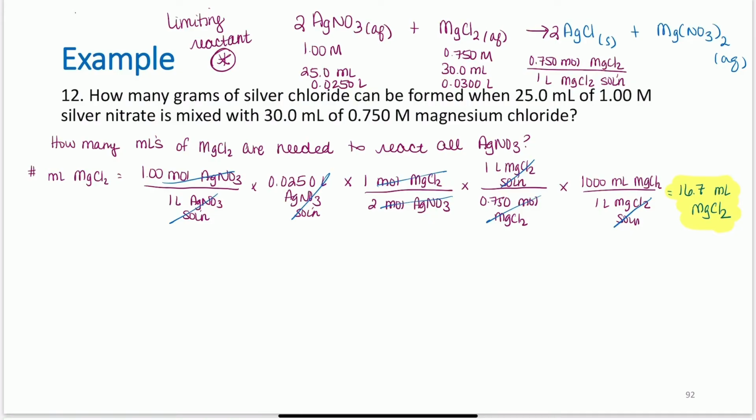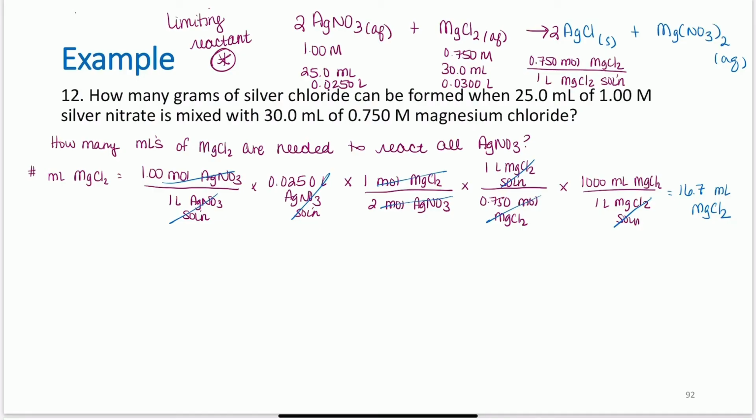What it means is it would take 16.7 milliliters to react all of the silver in this sample and precipitate it out as silver chloride. That's what it means. It means I need 16.7 milliliters of this specific magnesium chloride solution. Do I have enough? Yeah, I have 30 mils of it. I have more than enough. So if I was to ask you how much excess you have at the end of the reaction, you could say 30 mils minus 16.7 mils, and your answer would be the amount of excess you have in milliliters. But that's not what we're asking for in this question. That is what it's telling me, though.